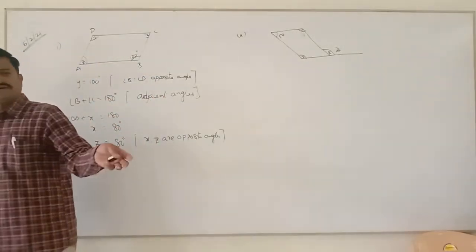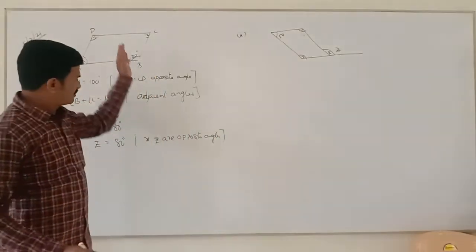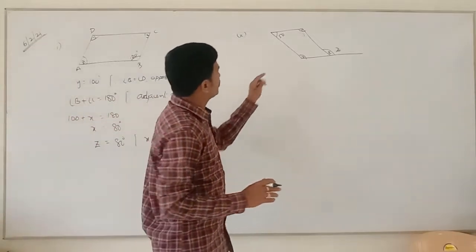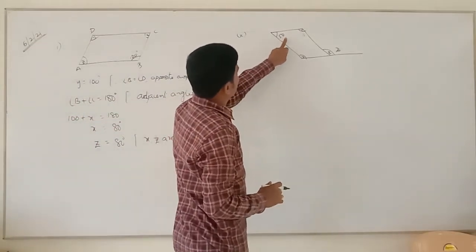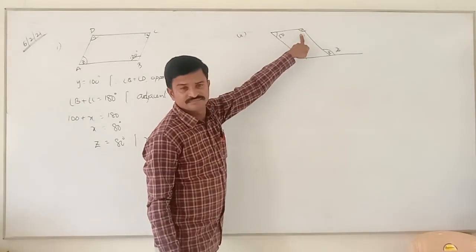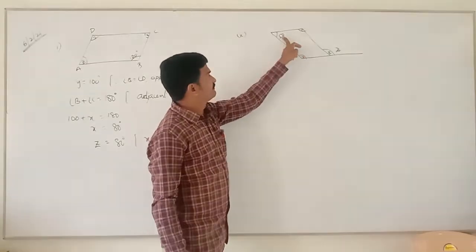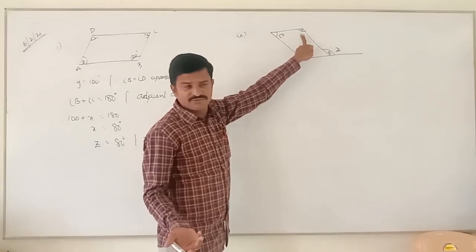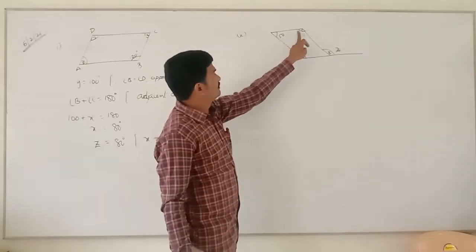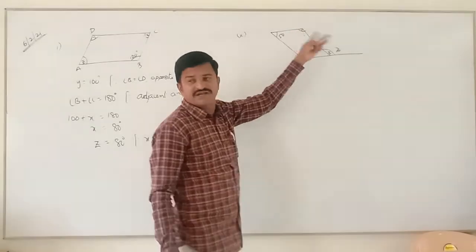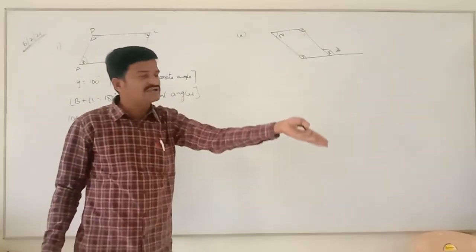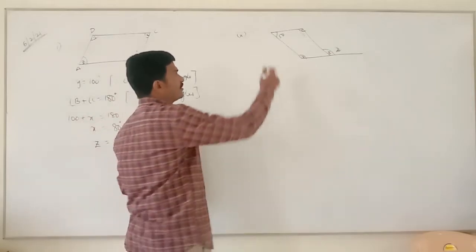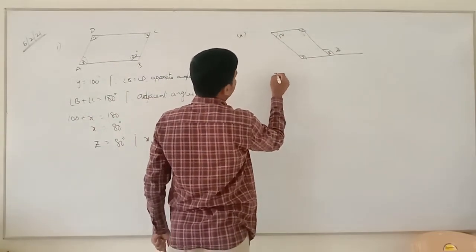Here there is no need to write the reason every time. As we got the reason, some problems you have to write directly. Now let me know, if it is 50, it is how much? 130. Why are you people taking this much time? If it is 50, these are not opposite, these are adjacent. So what are the adjacent angles of a parallelogram? Supplementary. Supplementary means 180.